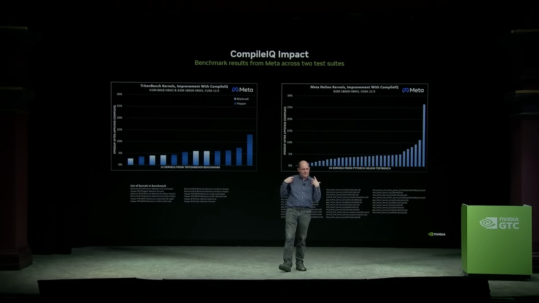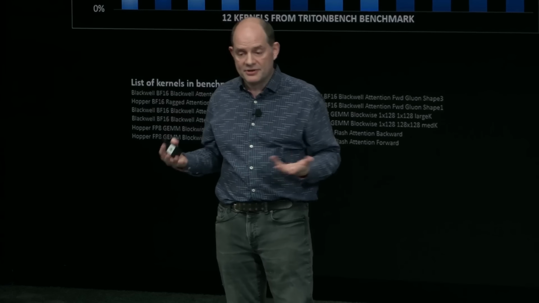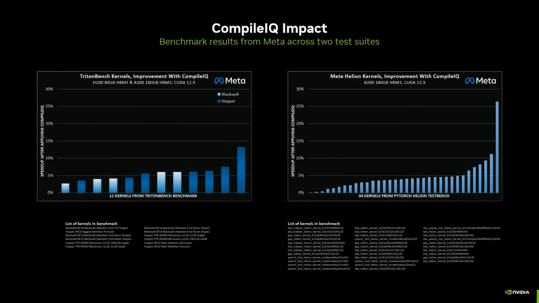Right? Meta has been working with us to try this out in their kernels and test it. These are numbers from Meta on their Triton benchmark on the left-hand side, and some of the Helion work that they've been doing on the right-hand side. And the first thing to notice is every single thing is a positive.